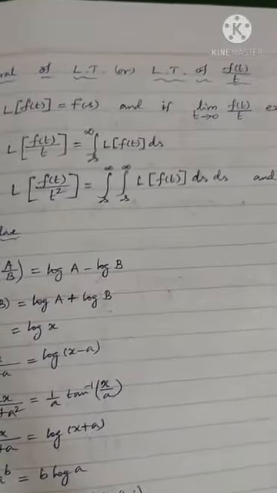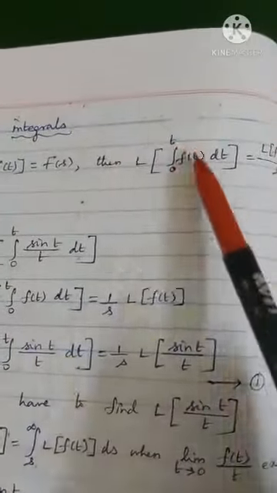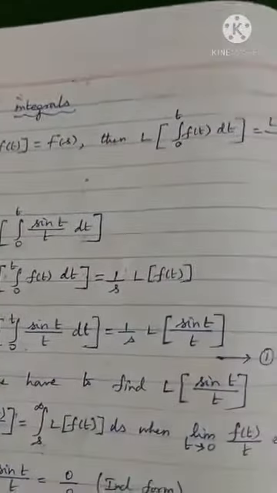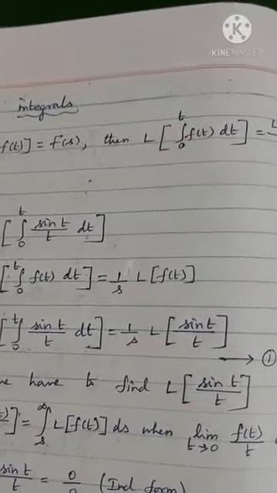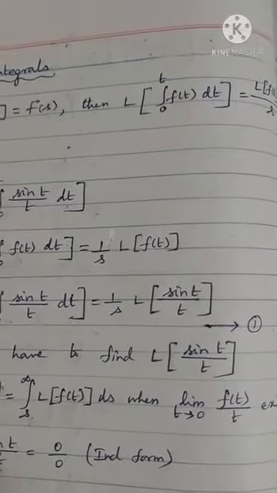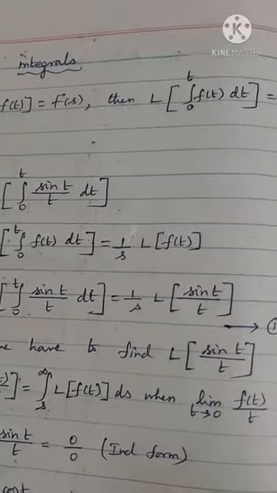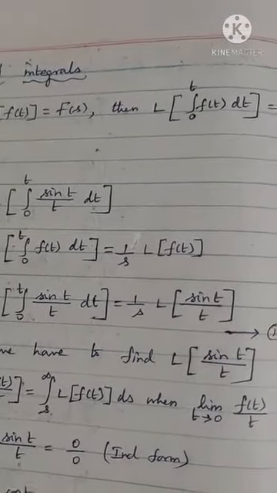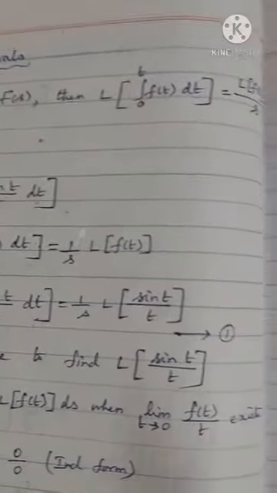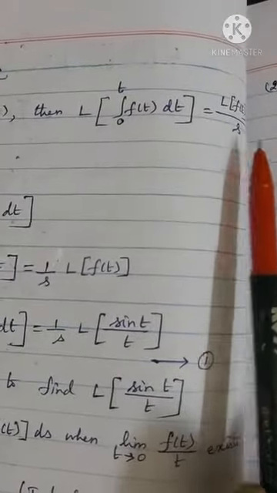And what is the next type of problem after the third? Next comes Laplace transform of integrals. You can do this problem only when you know all the earlier methods: first shifting, L of t into f of t, L of f of t by t, etc. Right? And here we have the formula: it is 1 by s into L of f of t.